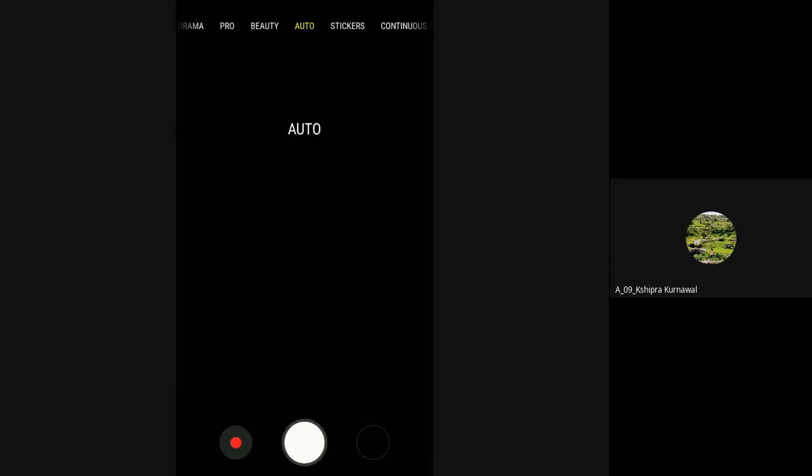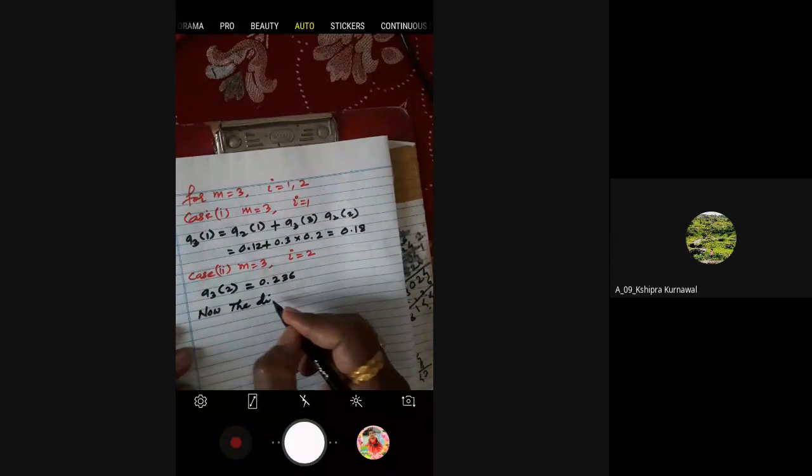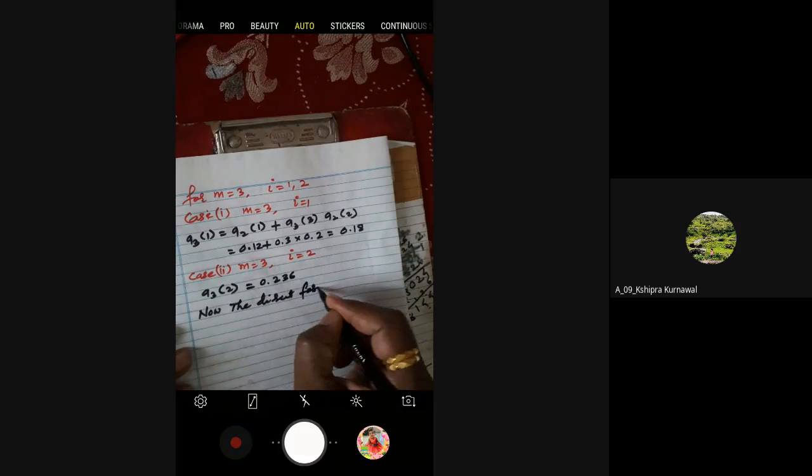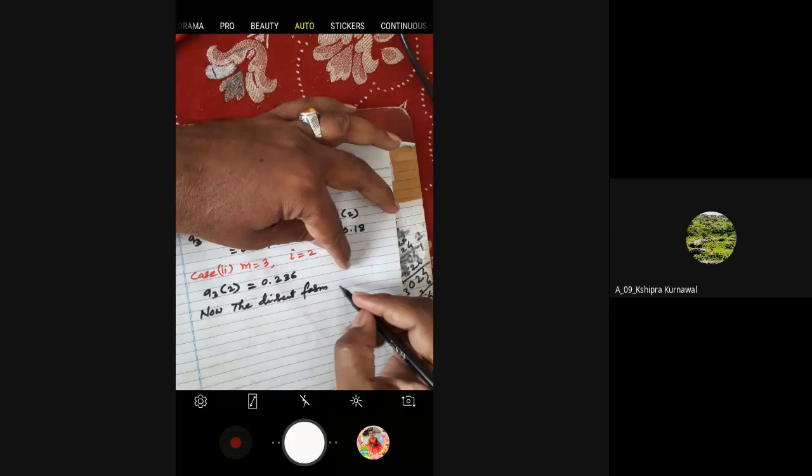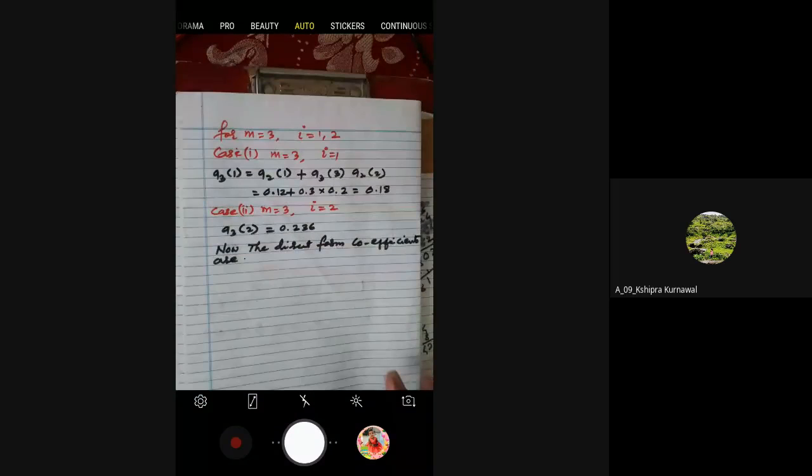How many of you have got this value? Yes, sir. Now can you draw the diagram? सब values आ गए अभी आपके. Now the direct form coefficients are, just write, direct form coefficients. What are the values?